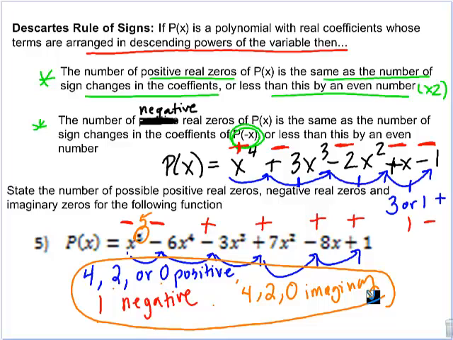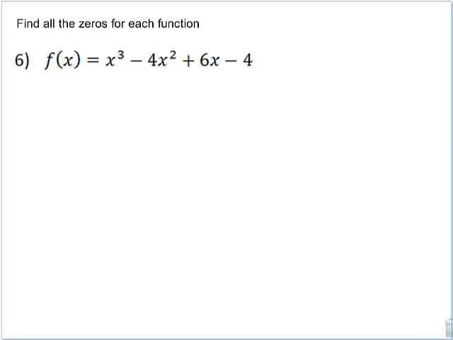Okay, so now we're going to take this information and we're going to have this help us solve these equations. So once again, we're not given the factor that works here. We have to find it ourselves. So this information will help us because here, if we see that we definitely have 1 negative answer, those would be the types of numbers we would want to try first, would be negative solutions. So we're going to find all the zeros for each function. So here we have f of x is equal to x cubed minus 4x squared plus 6x minus 4.